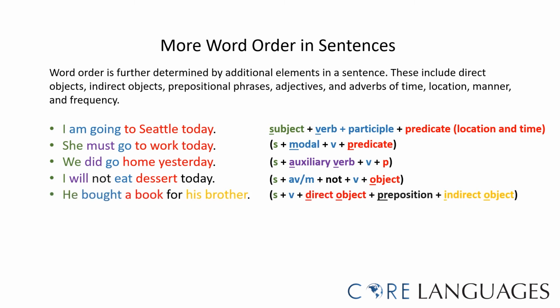He bought a book for his mother. This sentence uses a direct object, a preposition, and an indirect object. In this example, the direct object comes first, a book, then the preposition, for, and then the indirect object. She sent my sister a birthday card. This sentence also has a direct and an indirect object, but no preposition. In this case, the indirect object comes first, my sister, and then the direct object, a birthday card.